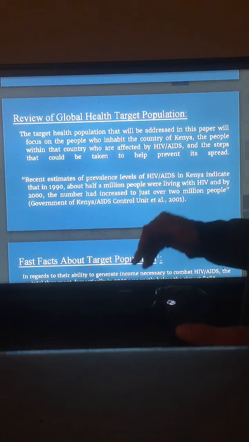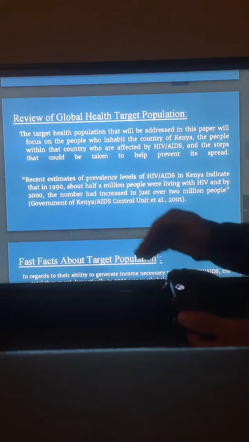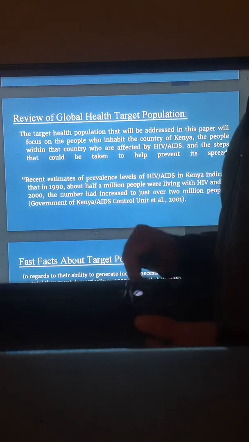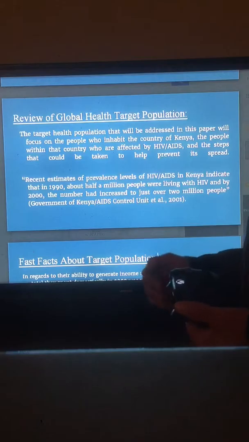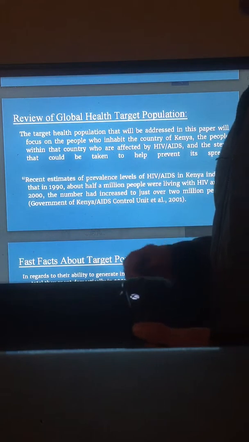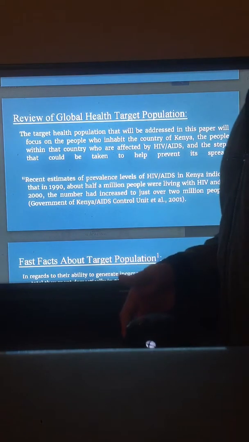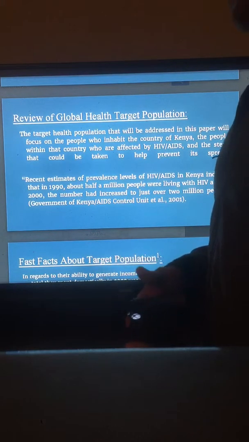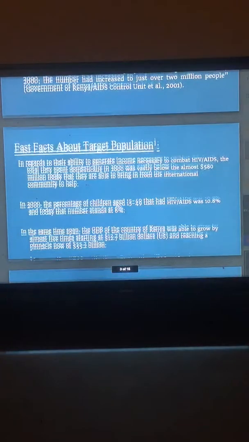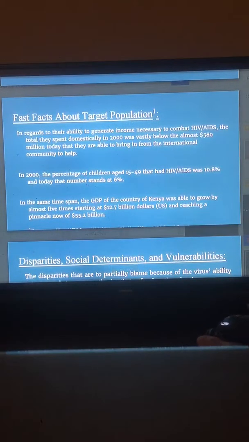And if one of the better developed countries are having this type of rapid expansion with this virus, that doesn't bode very well for other countries, given the fact that Kenya actually is one of the more successful economic strongholds within that region. Some fast facts about that target population.